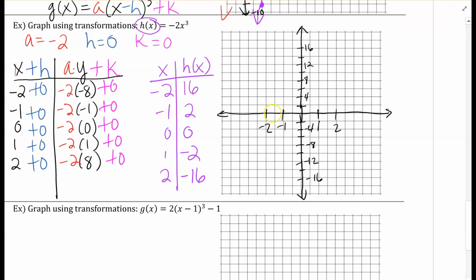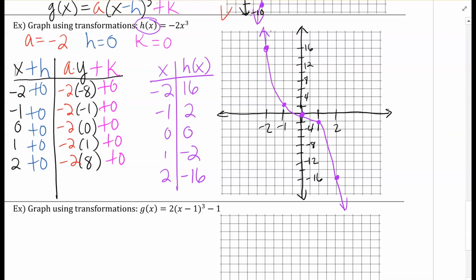And then you have to plot these. So -2, left 2, and then I'm going to go up to +16, and then left 1 up to 2, then 0, 0, and then right 1 down to -2, and then 2 down to -16, and then I'm going to draw my curve.